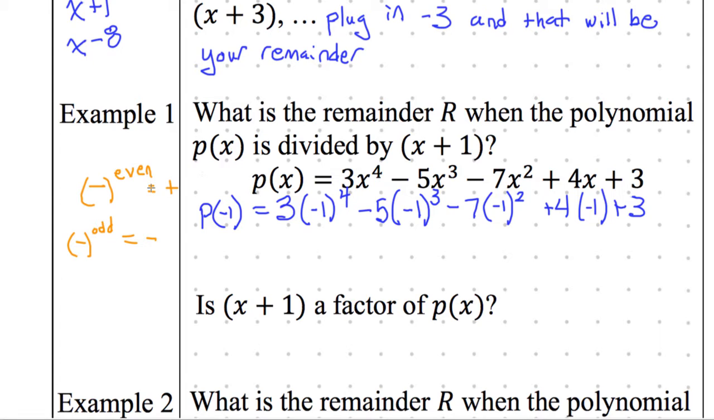So -1 to the power of 4 is a positive because it's an even exponent, so 1 times 3 is 3. So P of -1 is equal to 3. Okay, now here's the question. -1 to the power of 3 shouted out is? -1, because it's now an odd number. And now what is -1 times -5 shouted out? 5.